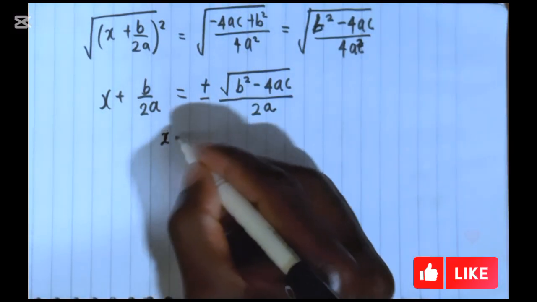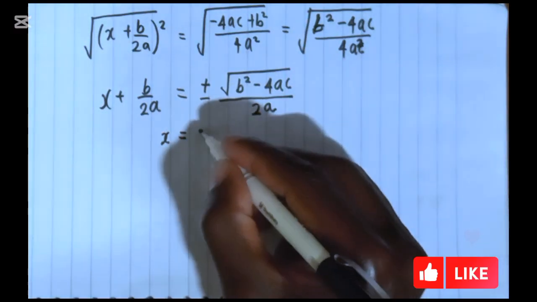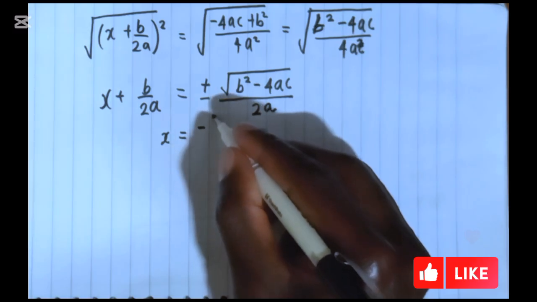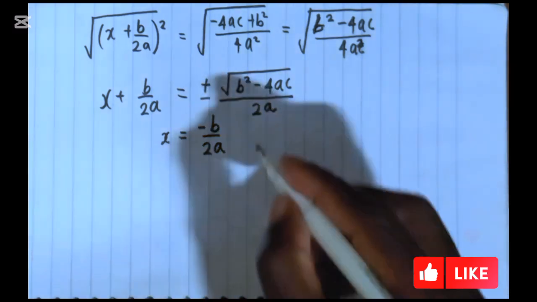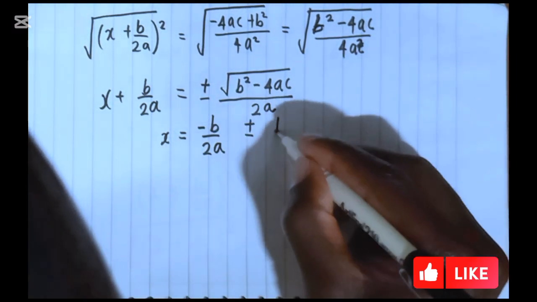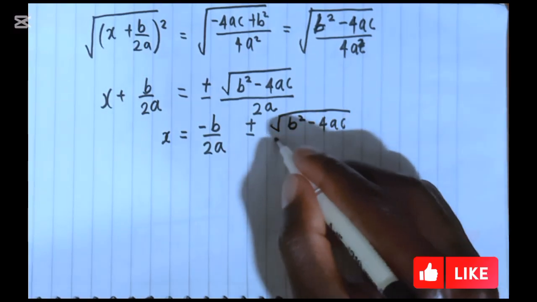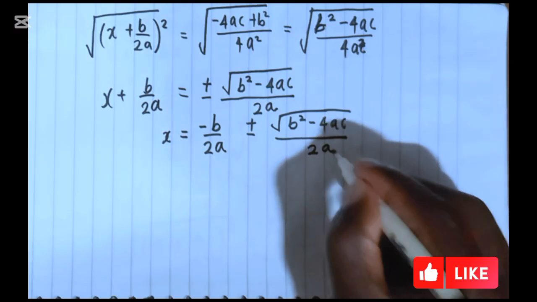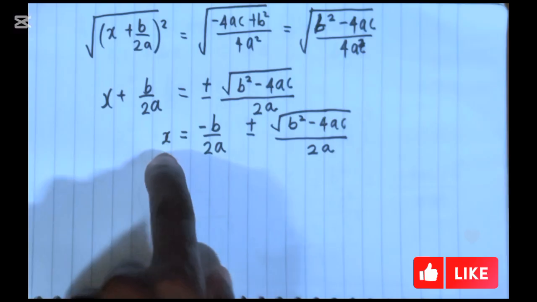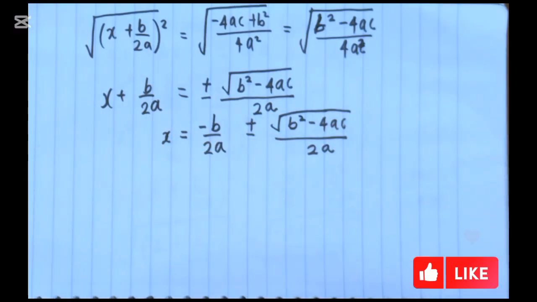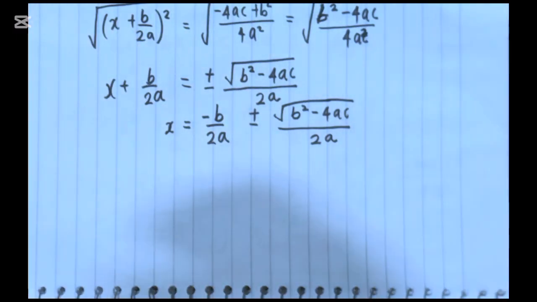So we are going to have x being equal to, we're going to take b all over 2a to the right-hand side, and that will change its sign, so it will be negative b all over 2a plus or minus the square root of b squared minus 4ac, and all that all over 2a. So we are almost done, because we've already equated the whole equation to x.